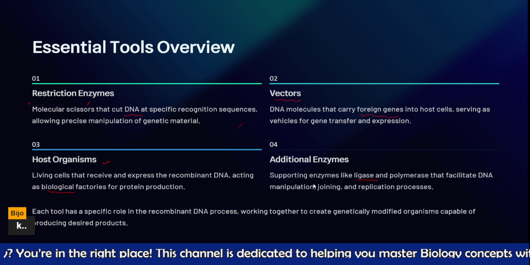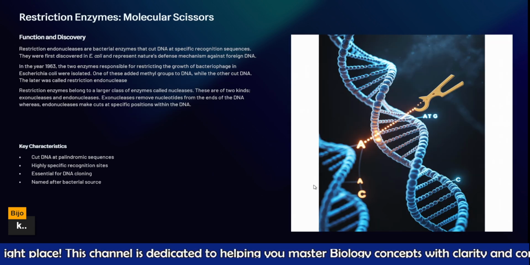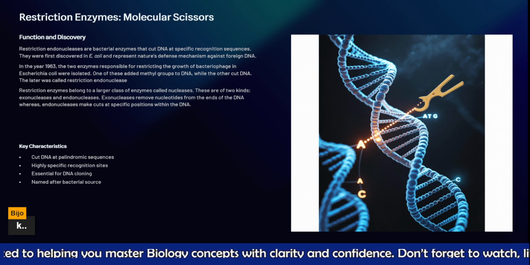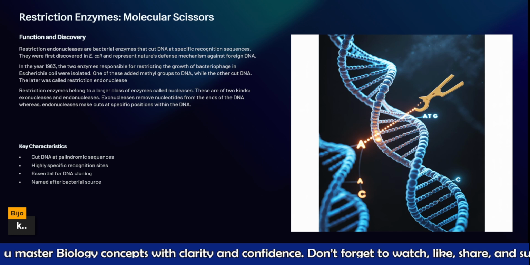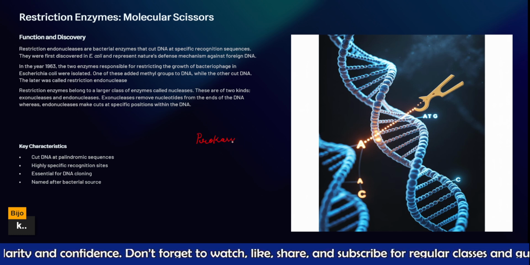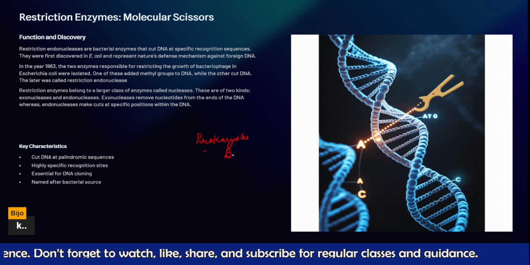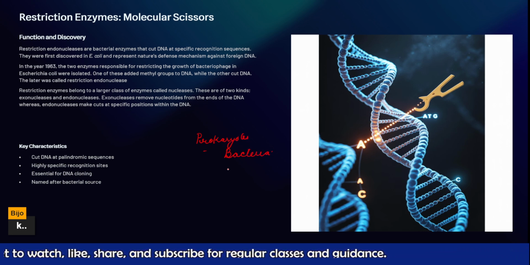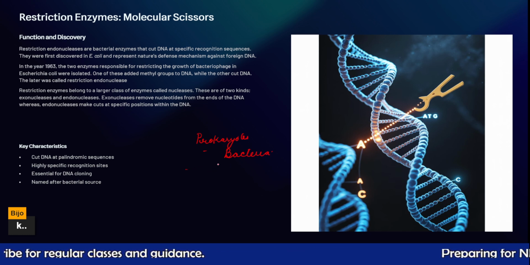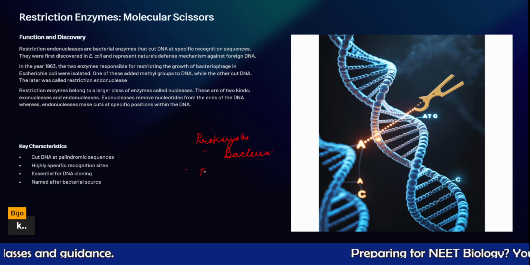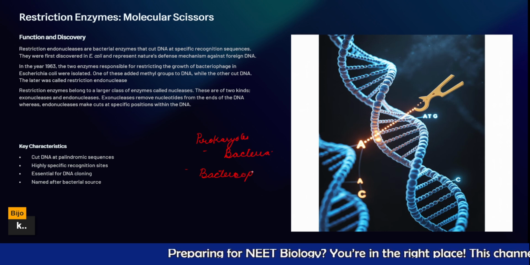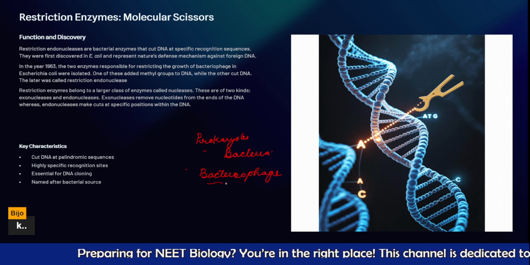Let's start with the first tool, that is the restriction enzyme. Where was it found first? Restriction enzymes are naturally present in the prokaryotes, specifically in the bacteria, as a defense mechanism. So, in bacteria, there is a defense mechanism to inactivate or to kill the bacteriophage. We know what bacteriophages are. Bacteriophages are the viruses which infect the bacteria, right?